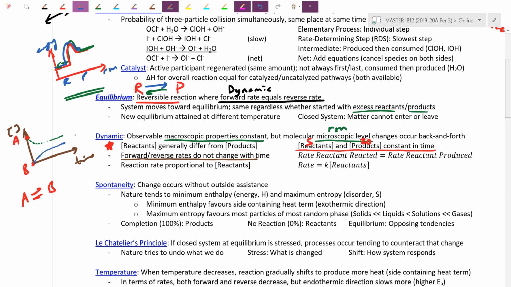There's no guarantee, like we said, that the concentrations have to equal each other. There's no guarantee that these lines have to equal. Maybe I'm at a temperature where reactants are favored, I have more A than B. Or maybe these can cross over, totally okay.